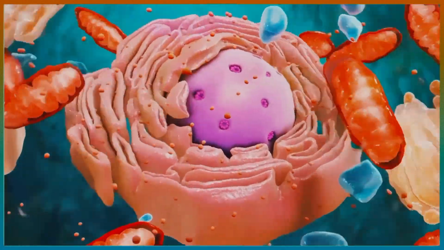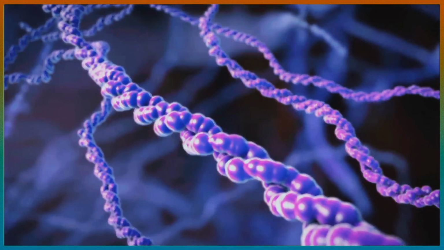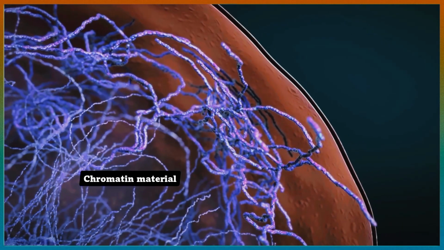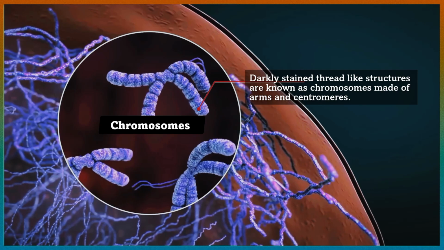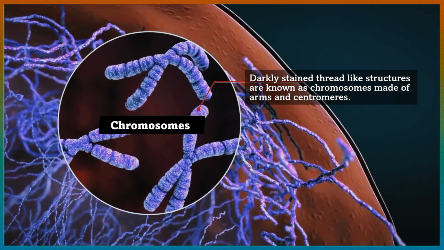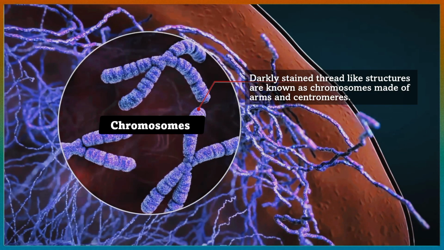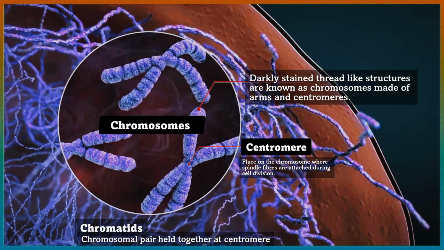Chromosomes. The nucleus is often deeply stained with basic dyes because of the chromatin material. During cell division, chromatin material is converted into darkly stained thread-like structures known as chromosomes. Under a compound microscope, chromosomes appear to be made of arms and centromeres. Centromere is the place on the chromosome where spindle fibers are attached during cell division. Each chromosome consists of two identical chromatids at the beginning of cell division. Chromatid is an exact replica of the chromosome, and the two are held together at the centromere.